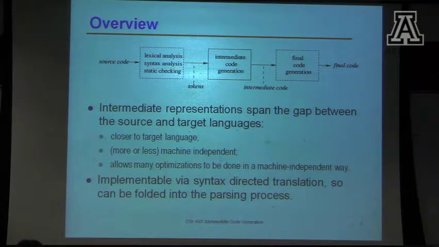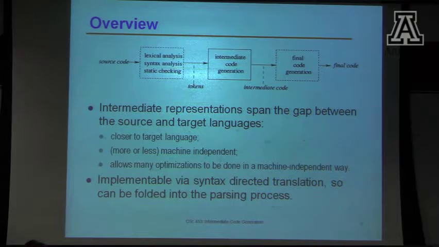Another reason is for portability. If I'm building a compiler that potentially supports more than one source language, more than one front end, and perhaps more than one backend, so more than one target platform, then by going through an intermediate representation, I cut down hugely on the complexity of writing compilers that can support multiple different front ends and multiple different backends.